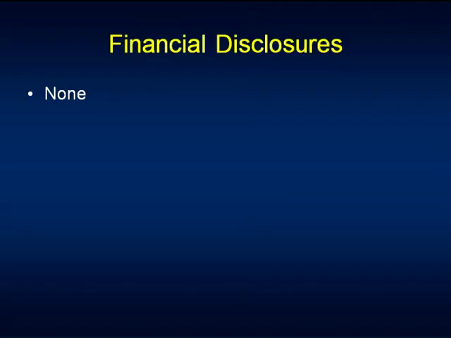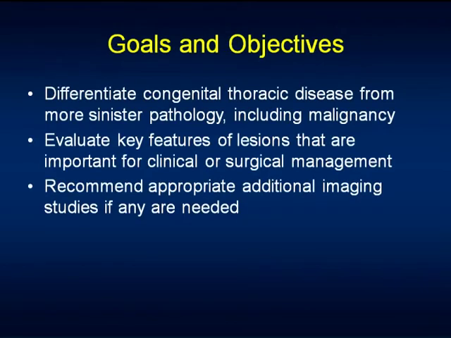I would like to talk to you about congenital thoracic disease as it manifests in the adult. So we typically think of congenital thoracic disease as a pediatric diagnosis, but most of the entities that can be diagnosed in the pediatric population can slip through undetected into adulthood. And when they're encountered in the adult patient, they can sometimes be confused with more sinister pathology, including malignancy.